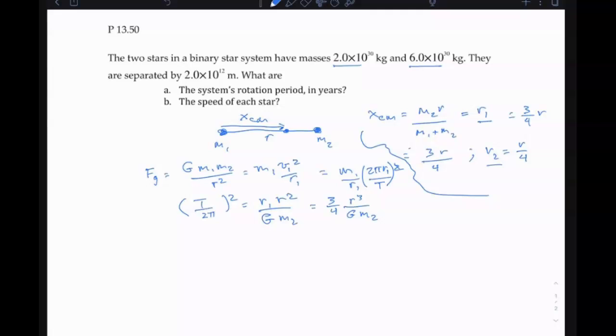And then if we solve for the period, we see that it's equal to 2 pi times the square root of 3/4 r cubed over G M2.